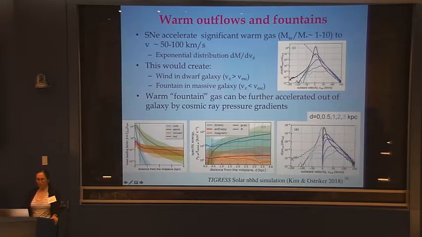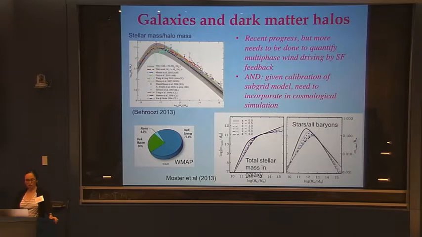Finally, I'll just mention that a number of people have also been working on how cosmic ray pressure gradients can potentially pick up material that is in this fountain and carry it out of a galaxy. And under favorable conditions, you can get a mass loading which is of order unity in a Milky Way type galaxy. But this is something that, again, needs to be studied at high resolution with accurate methods for treating the cosmic ray fluid.